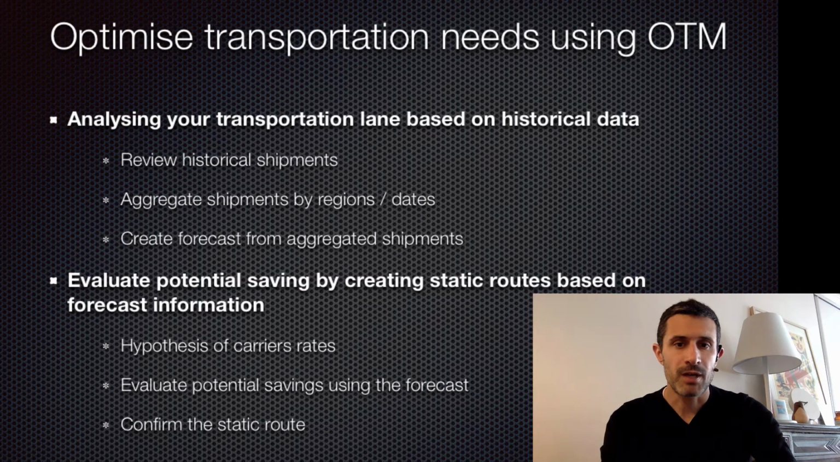In this first part, we have seen the analysis of the transportation lane based on historical data. We have reviewed historical shipments, aggregated shipments together, and created a forecast from aggregated shipments. Now let's look at the second part, evaluating potential savings by creating a static route based on forecast information.